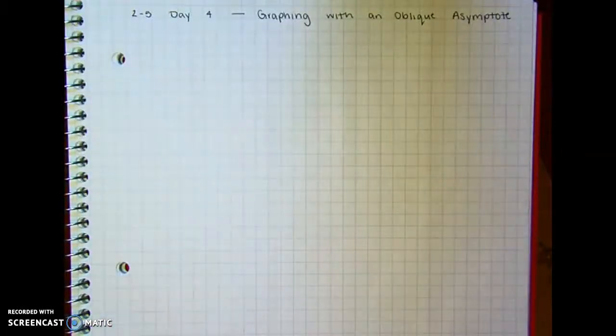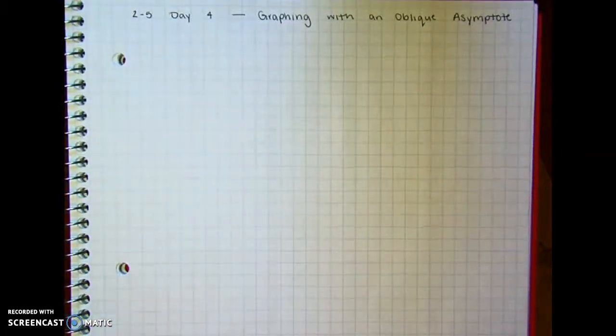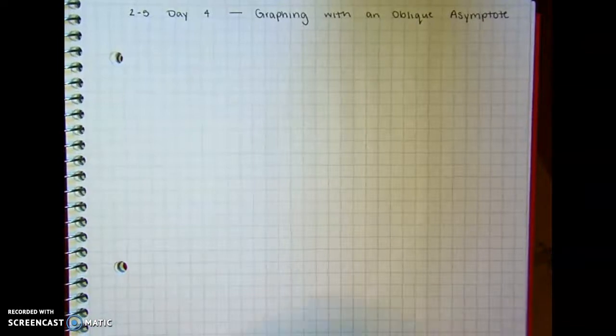Hey pre-calc, we are there. We're in our last video for chapter 2. This is graphing with an oblique asymptote.